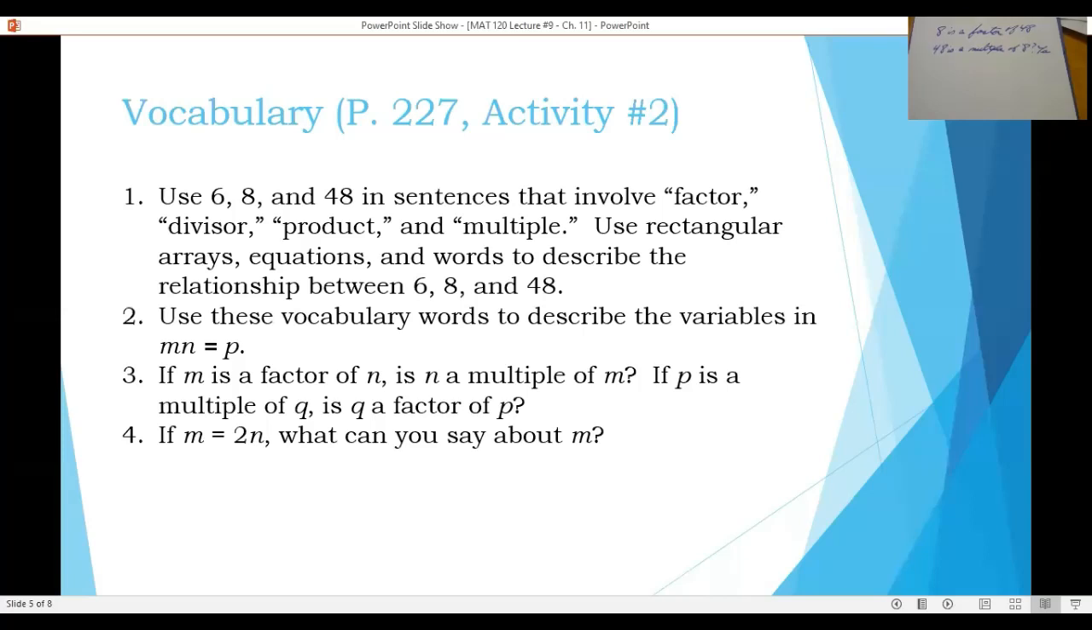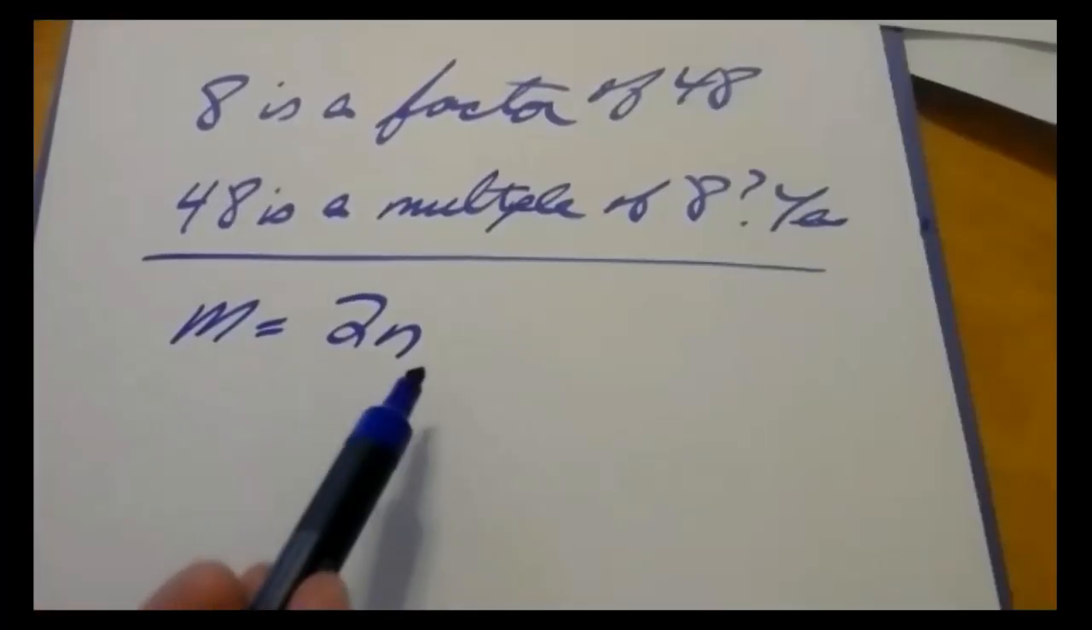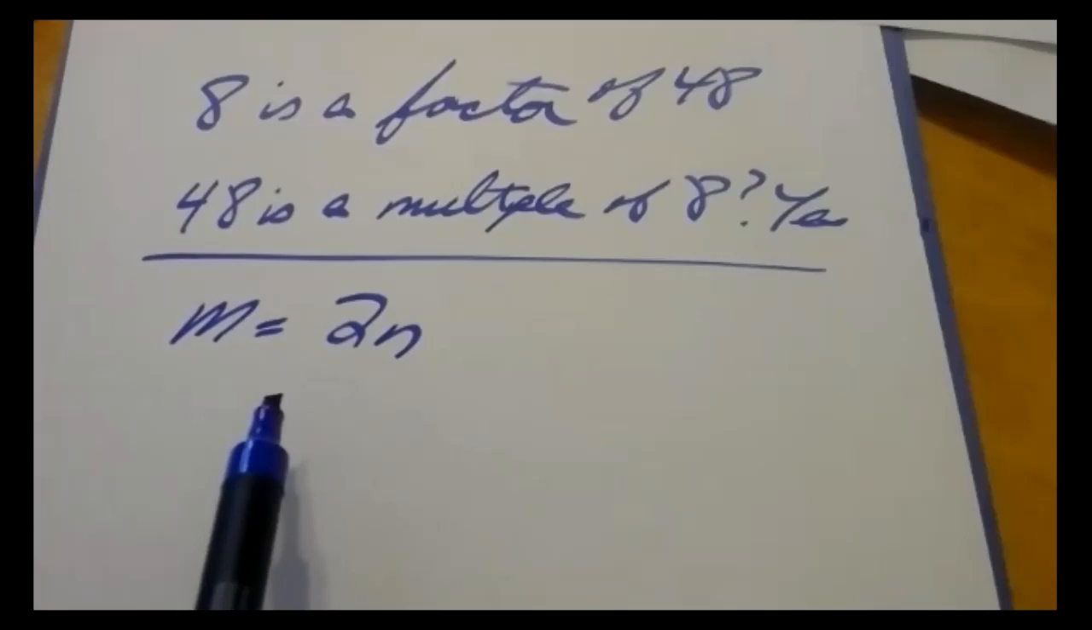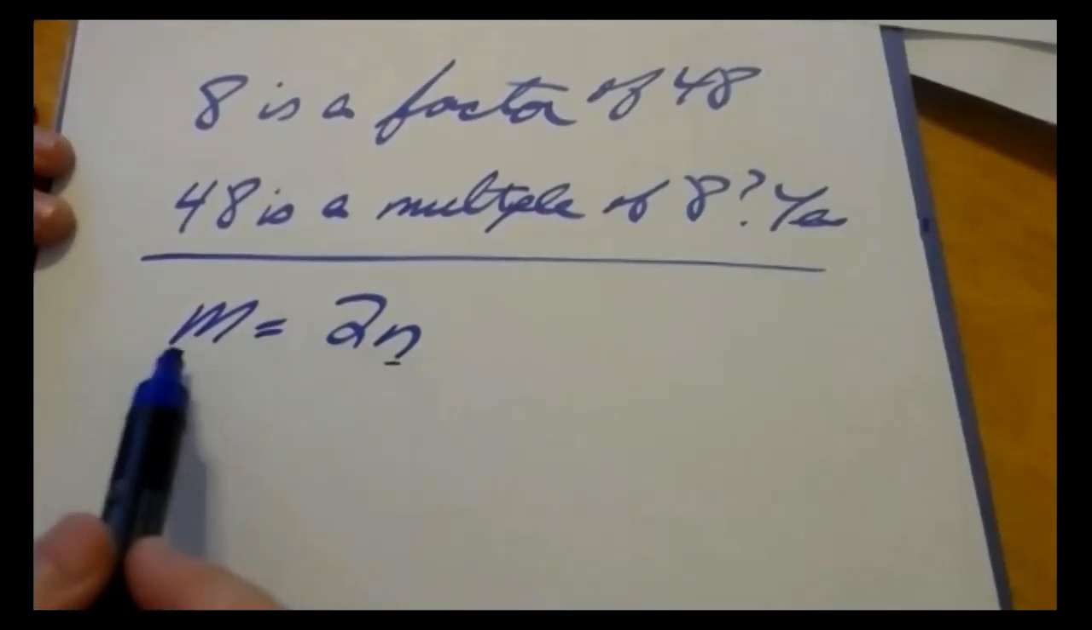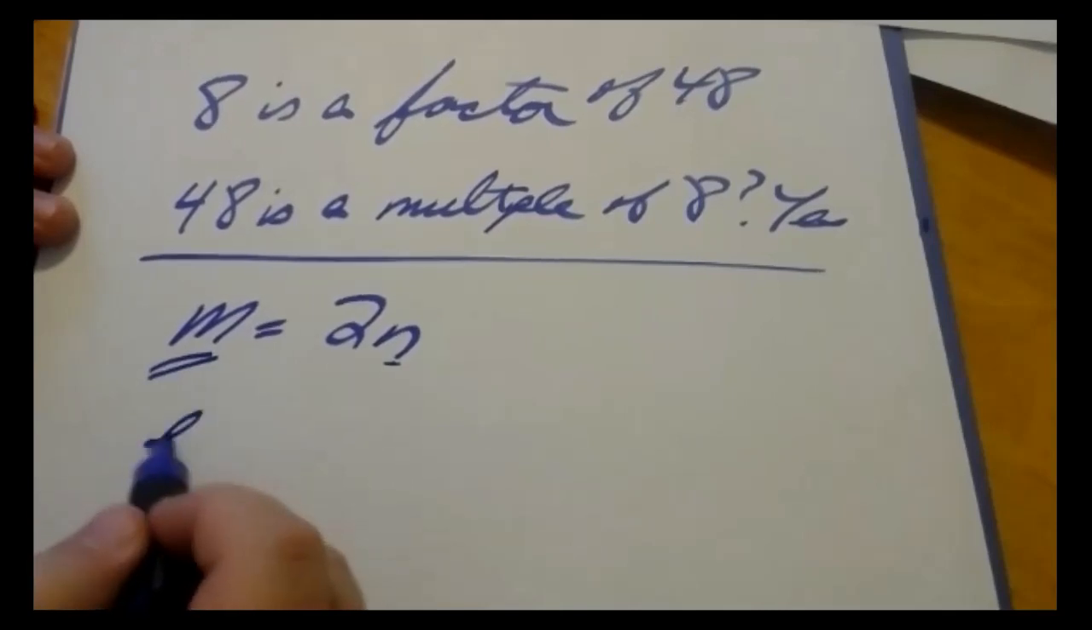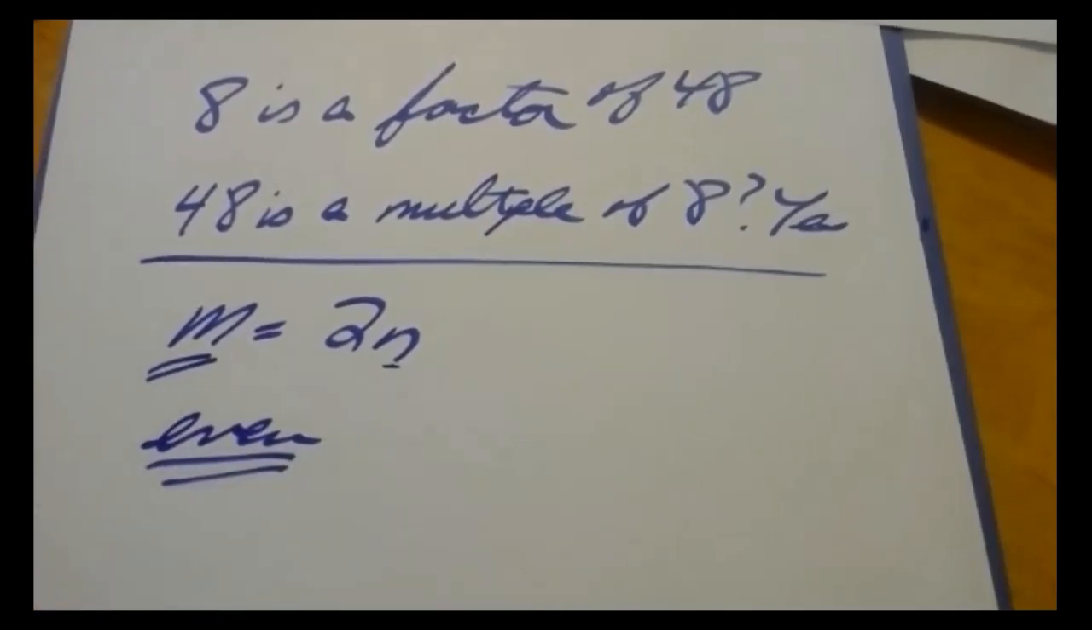For part 4, it says if m equals 2n, what can you say about m? And this is something either you know it or you don't. In the very specific case that m and n are both integers, meaning that they're both whole numbers or 0 or 1 or negative, but not fractional and not decimal parts. If one of them is twice as large as the other, you could say that this number is an even number. And it's even because it is a multiple of 2, and all multiples of 2 are even numbers.